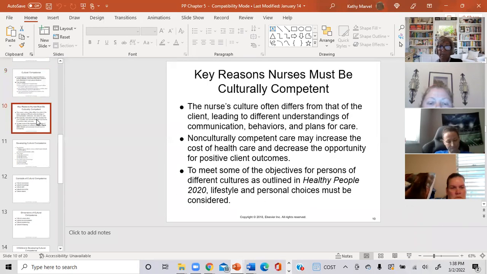So we're on slide 9, and I love this slide too. Key reasons nurses must be culturally competent. That's what I asked at the beginning of this chapter. Often our culture differs from that of the clients we're taking care of, and that may lead to different understandings of communication, behaviors, and plans of care. Non-culturally competent care may increase the cost of healthcare, decrease the opportunity for positive client outcomes, and much, much more.